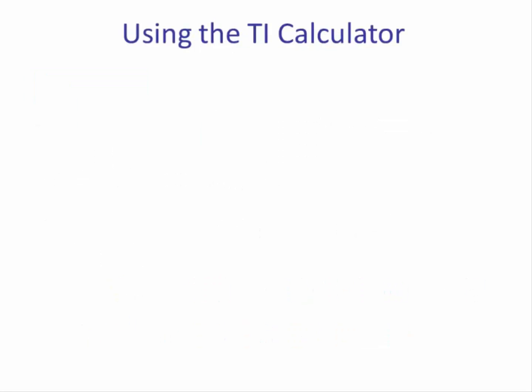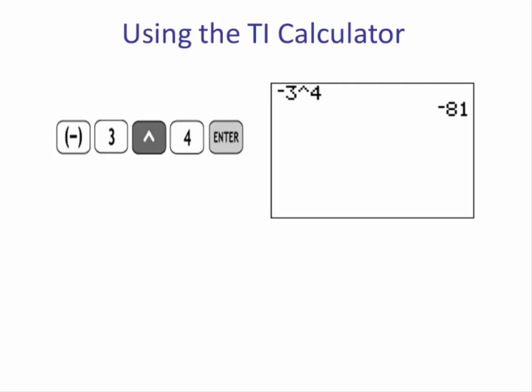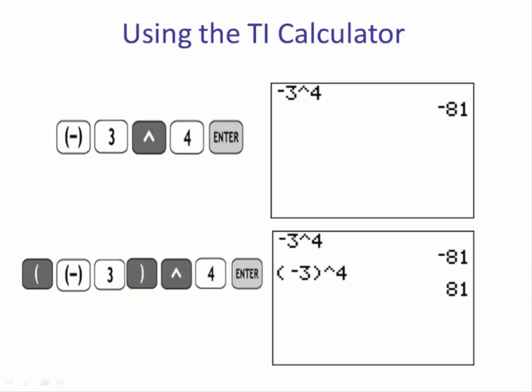Using the graphing calculator, for our first example, we take the negative sign, 3, we hit the caret key for exponent, 4, and then we hit enter. This is the display. If we want negative 3 as the base, we have to use parentheses. So we take parentheses, the negative sign, 3, close the parenthesis, hit the caret key, then a 4, then enter, and we see the output is 81.